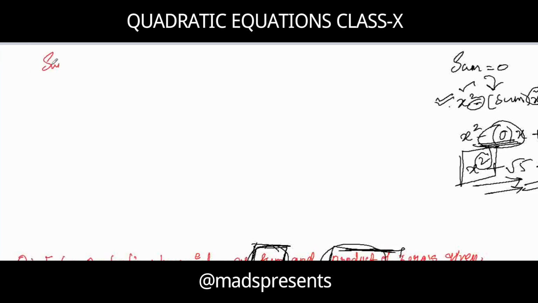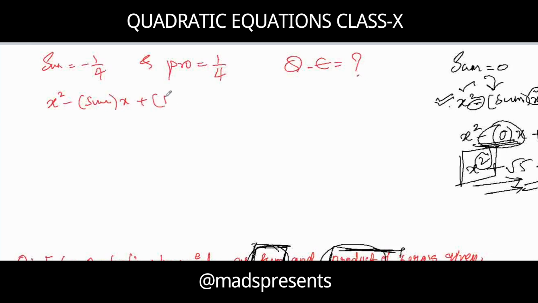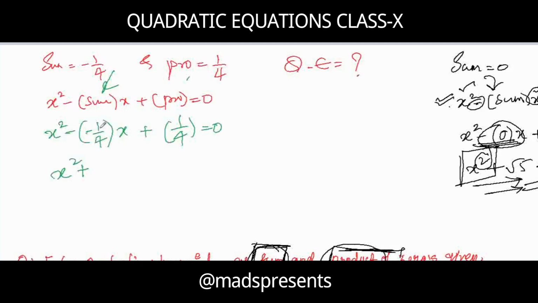If the sum is given as minus 1 by 4 and the product is given as 1 by 4, then what is the quadratic equation? This is also a similar question. x square minus sum of the roots plus product of the roots equal to 0. Replace there. So x square minus sum, given as minus 1 by 4, into x plus product, given as 1 by 4, equal to 0. So just multiply, minus into minus will become plus. 1 by 4 into x is x by 4, plus 1 by 4 is equal to 0.